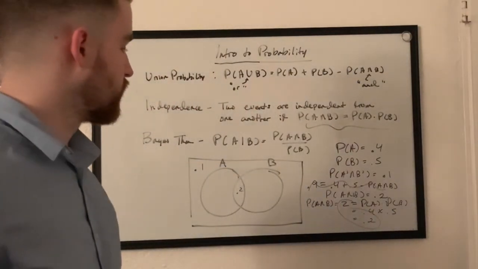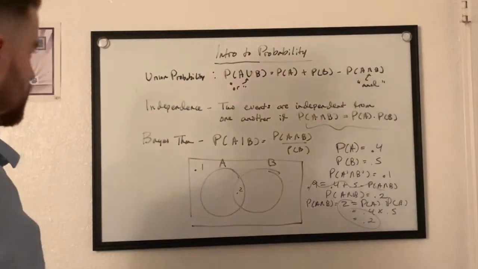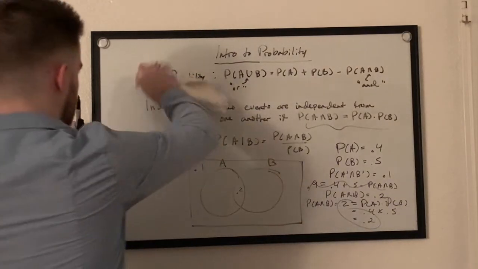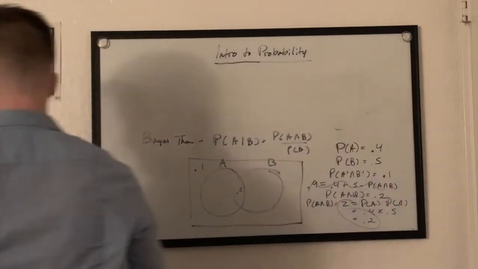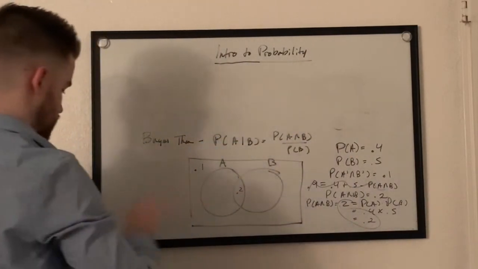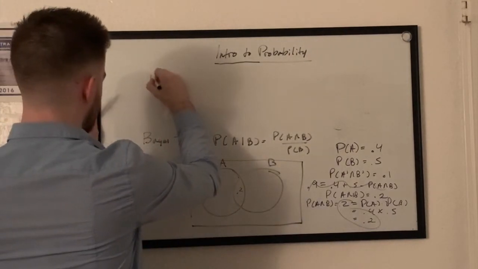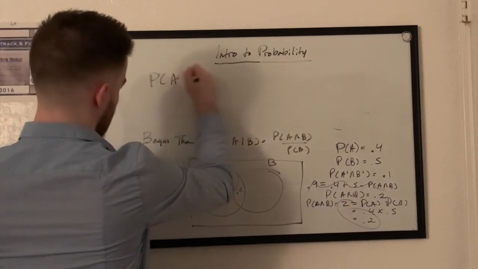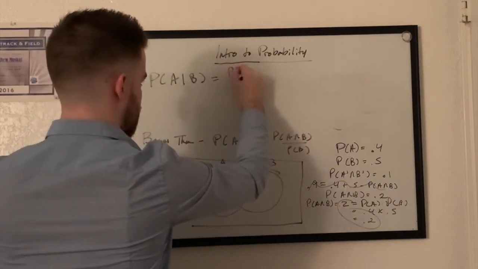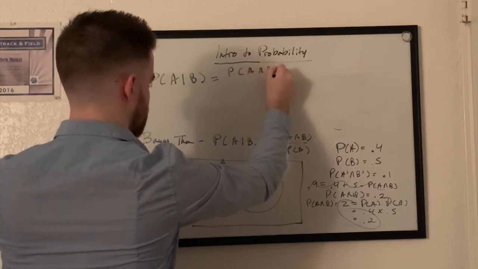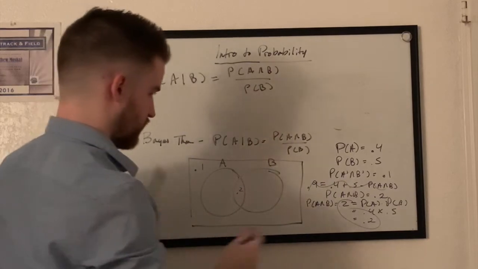However, let's use Bayes' theorem because I think it'll help understand it a lot better. And I'm going to erase this to do so. And let's see if this marker works. The probability of A given B has occurred is equal to the probability of A and B divided by the probability of B. And let me fill in the rest of this here.